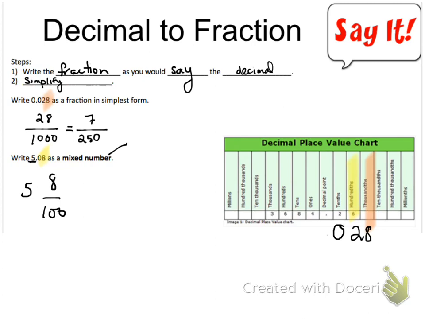Then I need to simplify this. Don't forget your 5. It doesn't get simplified because it's 5 wholes. But I can again divide both the numerator and the denominator by 4. So 8 divided by 4 is going to give me 2, and 100 divided by 4 is going to give me 25. So I have 5 and 2 25ths.